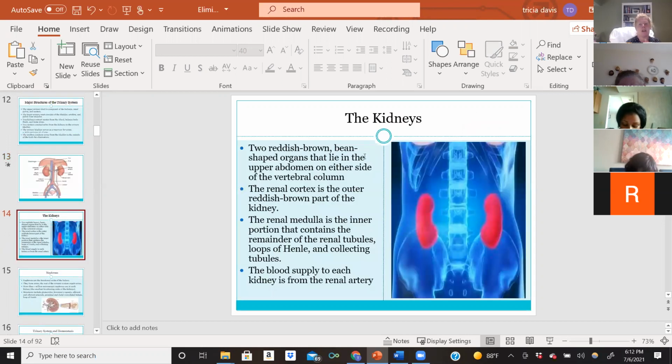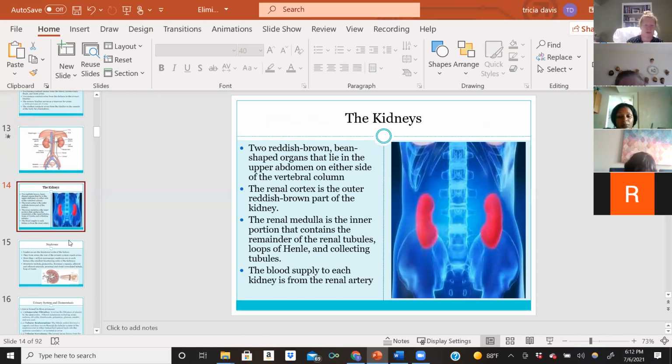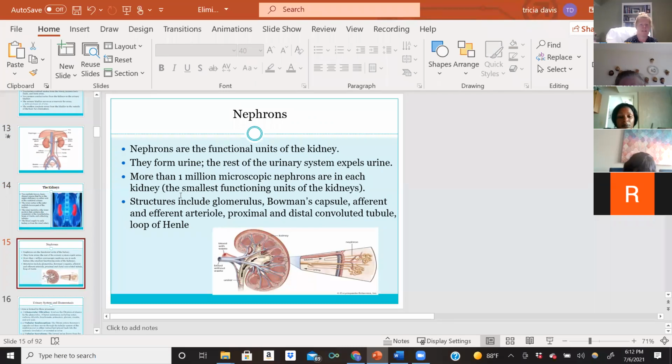So the kidneys, they are two reddish-brown bean-shaped little organs that lie in the upper abdomen of our body on either side of our vertebral column. The renal cortex is the outer reddish part of the kidney. The renal medulla is the inner part that contains our renal tubules, the loops of Henle, and our collecting tubules. And the blood supply to each kidney comes from the renal artery. So this should all kind of be a review from your anatomy and physiology classes.